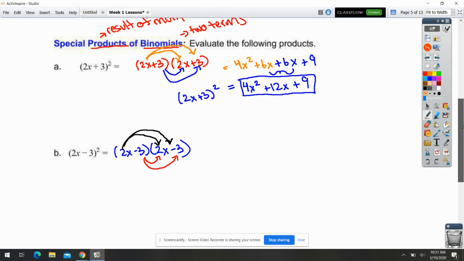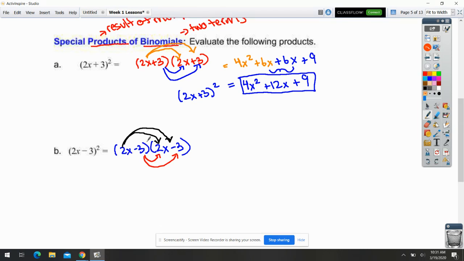Okay, so let's start with the 2x first, which I'm doing in black. So 2x times 2x is 4x squared. And then 2x times negative 3 is negative 6x. Okay, now in red, we're distributing the negative 3. So negative 3 times 2x is negative 6x. And negative 3 times negative 3 is positive 9.